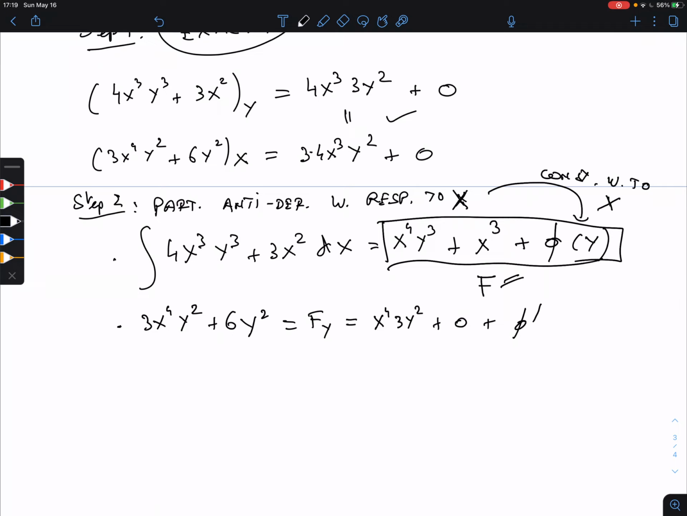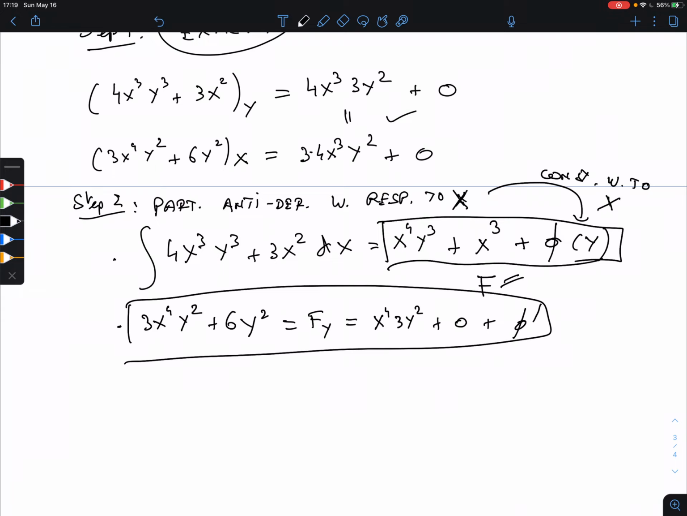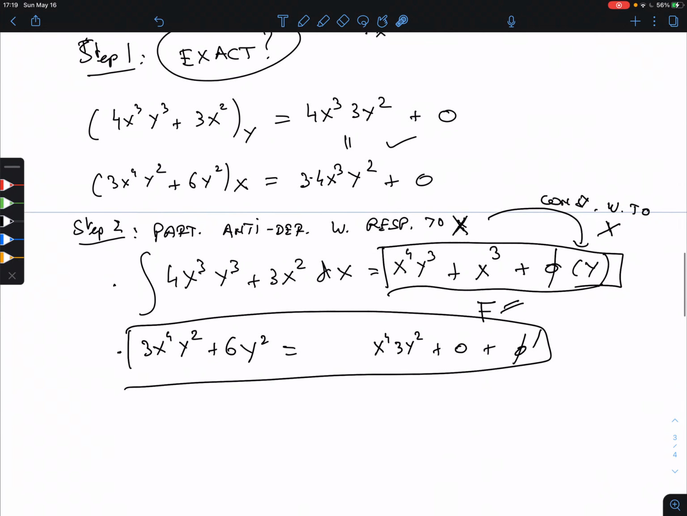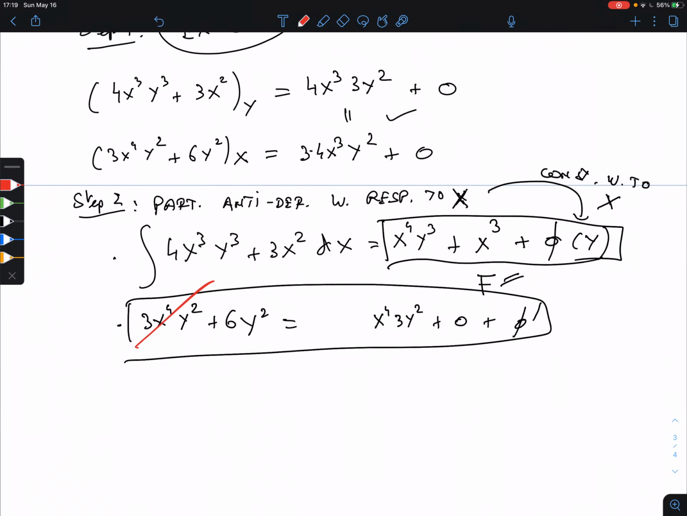Good. So let's see what we have now. We have this equality. The fy in the middle, let's get rid of that. That was just to help us get to the equality. And what I promised is, if the equation is exact, so if this is true, then all the terms with x are going to cancel, and this is exactly what happens. So what we're left with is that phi prime is equal to 6y squared.